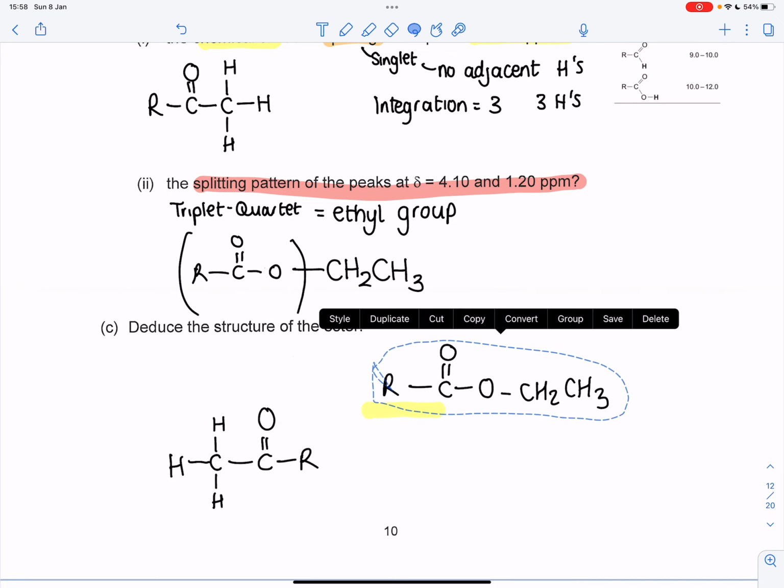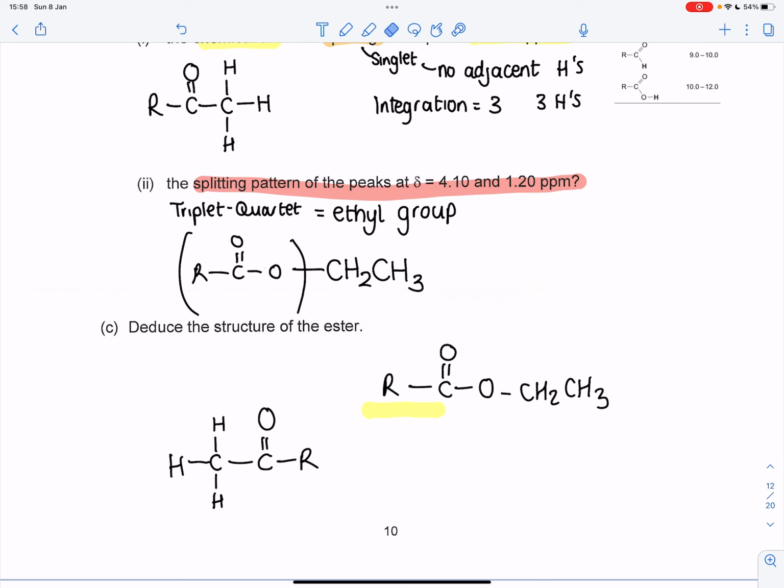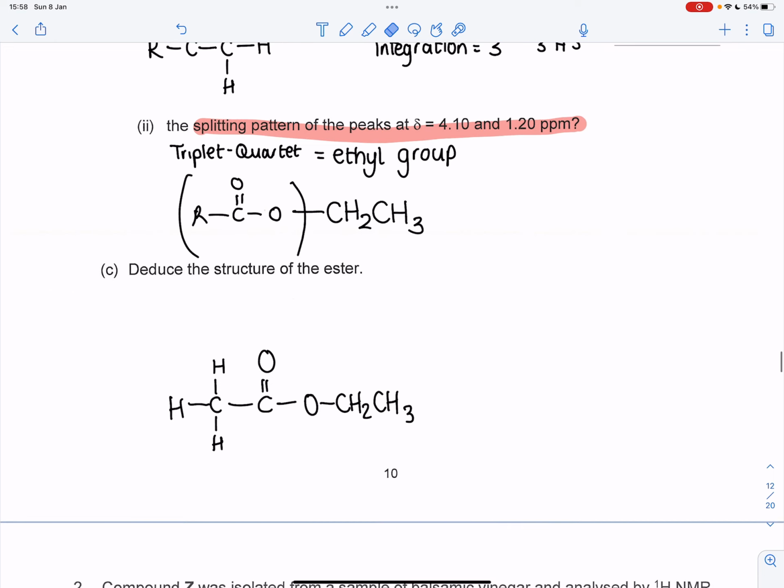So I'm just going to take that out. We can see that this R here is the CH3. Then we've got the C=O, and this R is now becoming the O of our group, and we have come up with our structure. Our structure is ethyl from this part here, and then it's ethanoate from the other section.